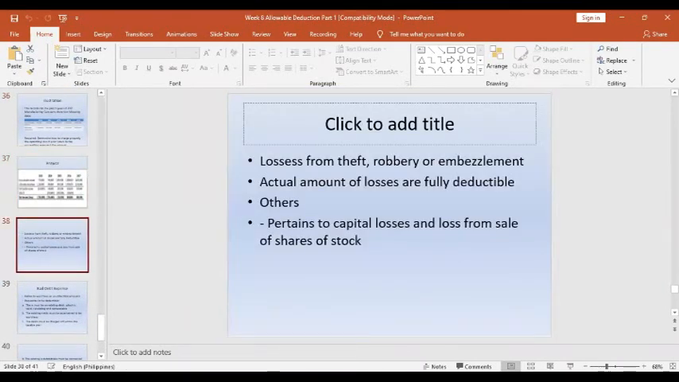Okay, next is the losses from theft, robbery, and embezzlement. Any amount of these losses is fully deductible, and it pertains to capital losses and loss from the sale of shares of stock. That's the effect, because if there are some losses, they may be deducted from the sale of the stock or even from your salary.